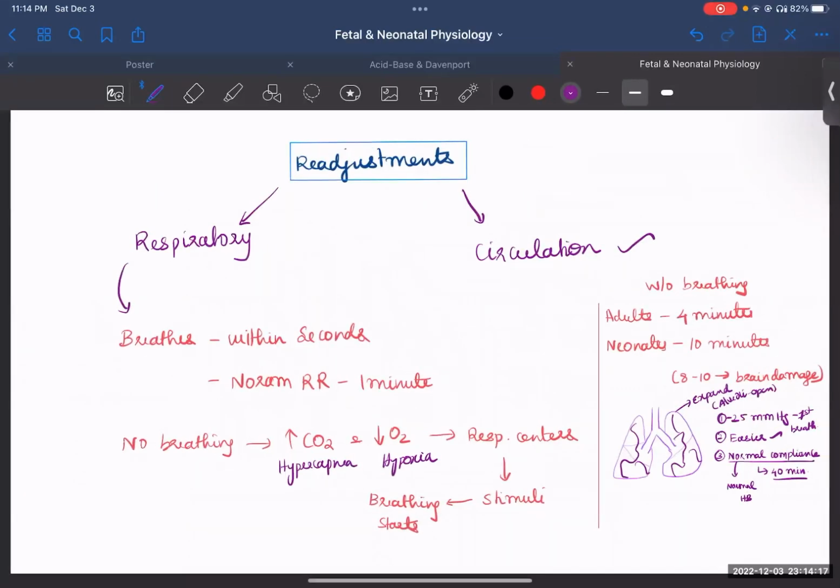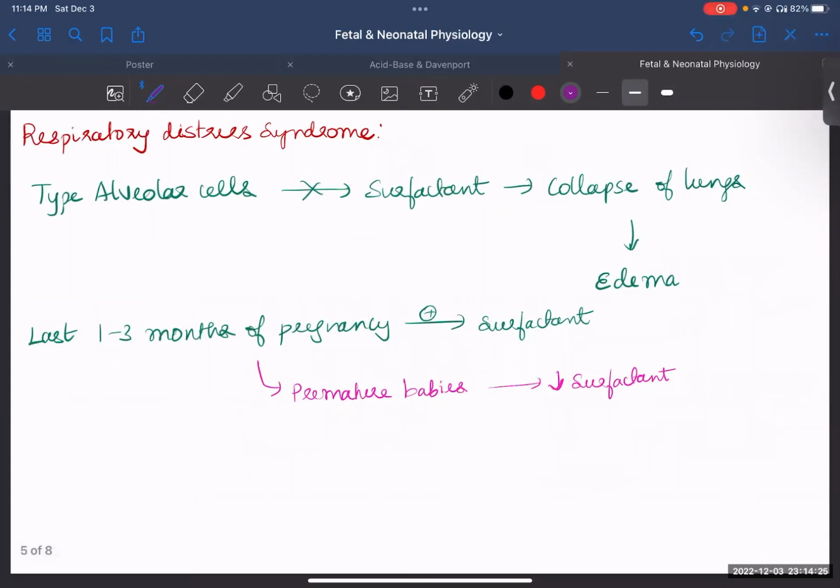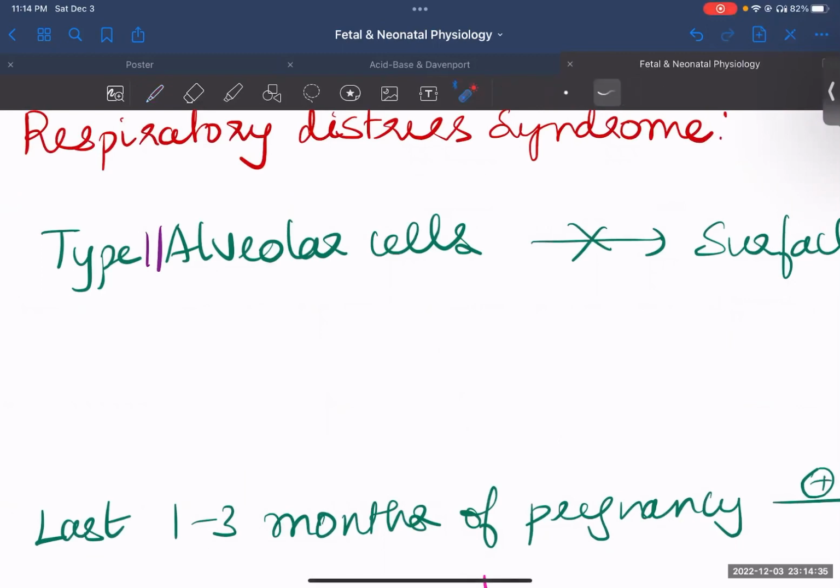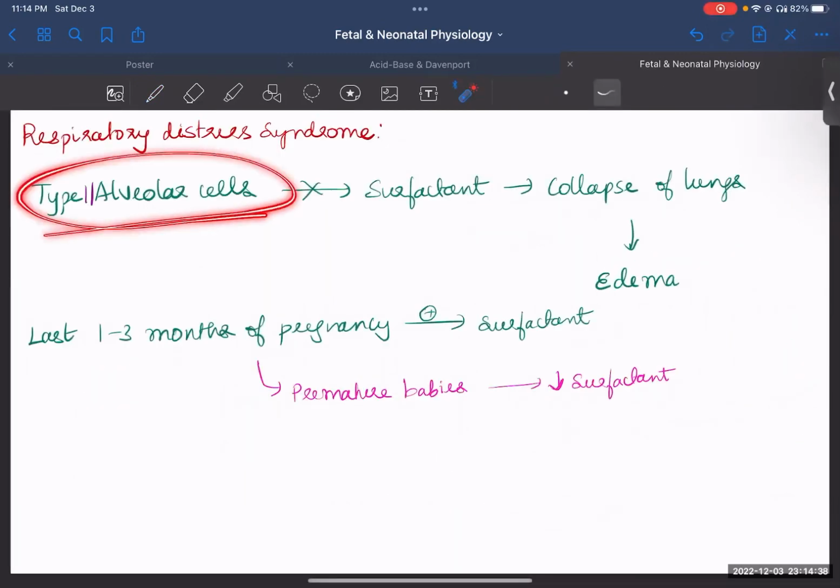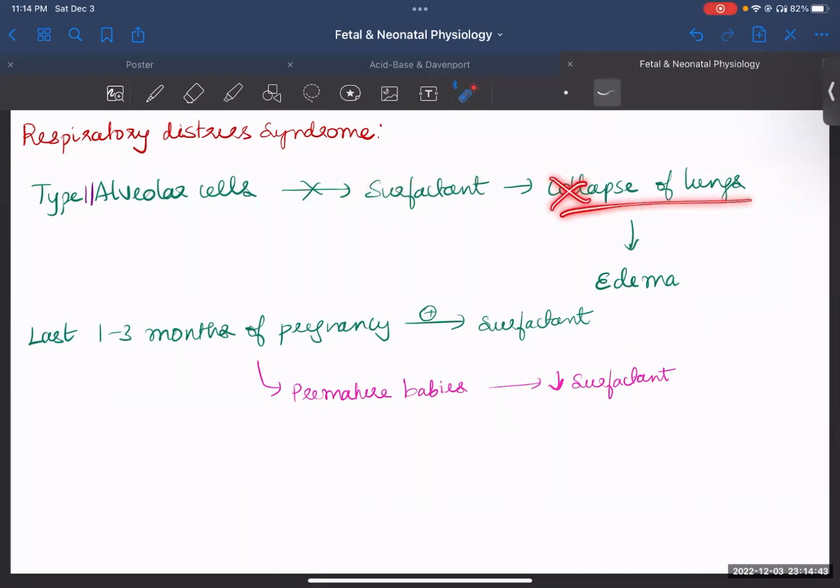So that was about the readjustments that our baby had to make to be born and to survive. Now, here's another important syndrome called respiratory distress syndrome. There is one concept you should know to understand this: type 2 alveolar cells. If you remember histology, type 2 alveolar cells secrete surfactant. This surfactant prevents the lung from collapsing. But in this disease, type 2 alveolar cells do not produce surfactant, and as a result your lung collapses and edema happens, fluid accumulation.